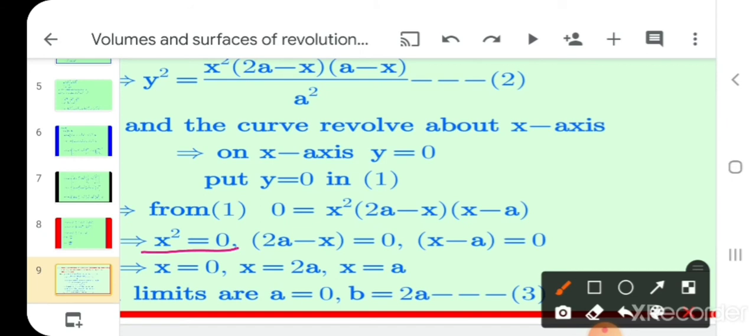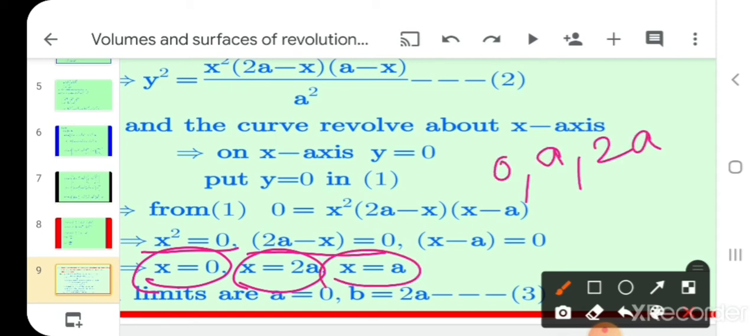x square equals 0 means what is the x value? 0. From this, what is the x value? 2a and a. 0, a, 2a. These are the values of x. We get 3 values.